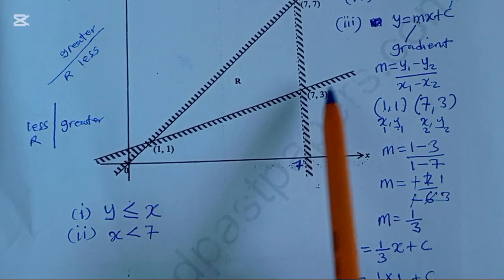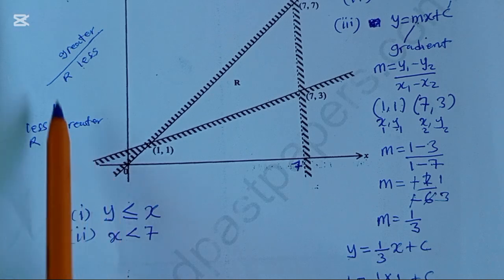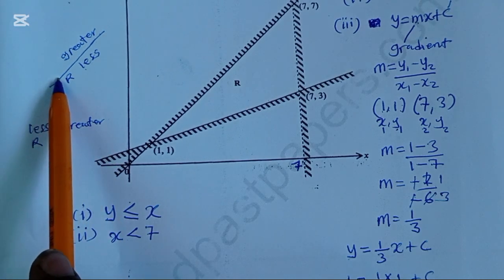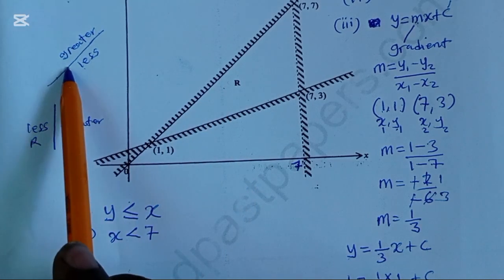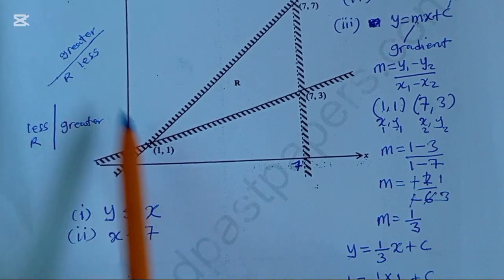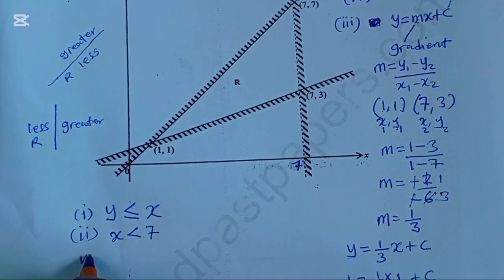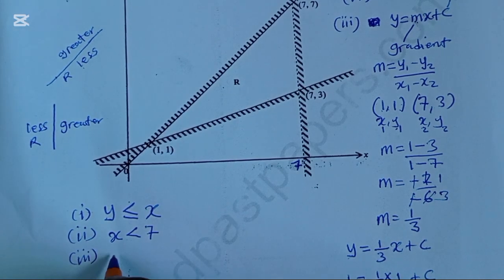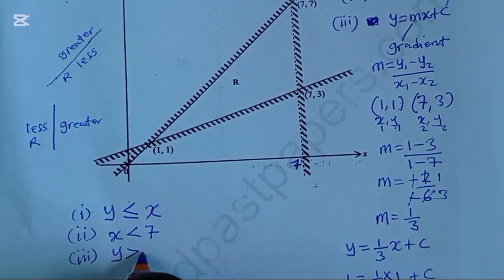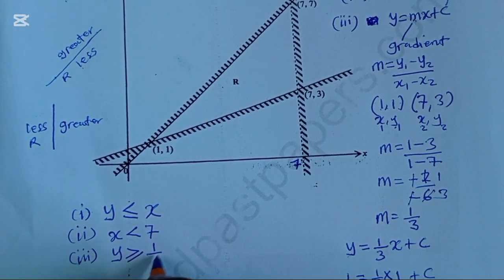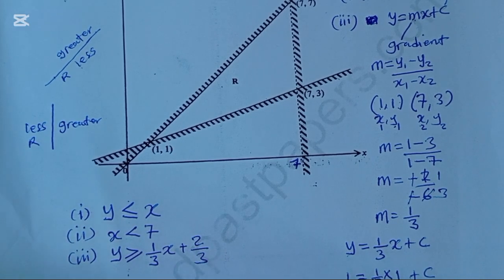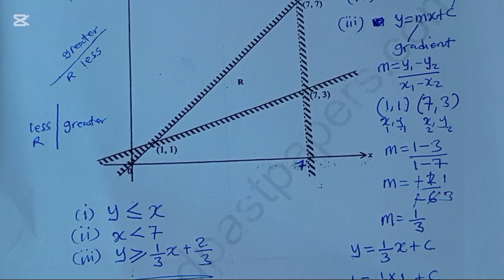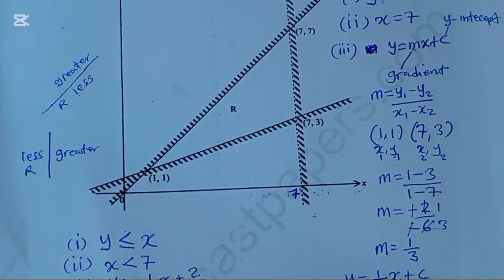And we have now this line. So this line is the same as this one. Okay? So for this line, R is on the upper side. So for this line, the upper side is greater. So we are going to say y is greater than or equal to 1 over 3 x plus 2 over 3. So these are the three inequalities that we have for the diagram that is given.